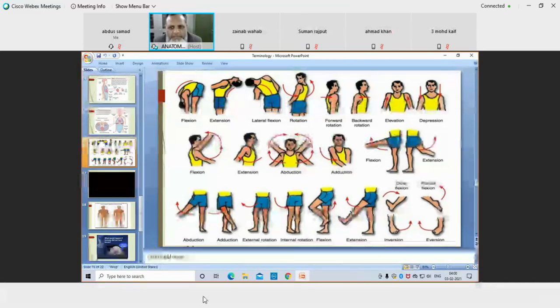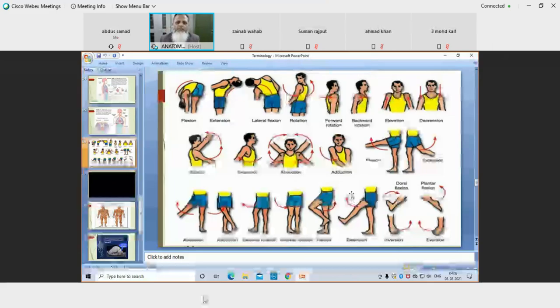The movement of the body or the joint which is associated with a decrease in the angle is known as flexion. The question raised by one of the students: what is flexion? Flexion is an angular movement, where there is a decrease in the angle of the joint.